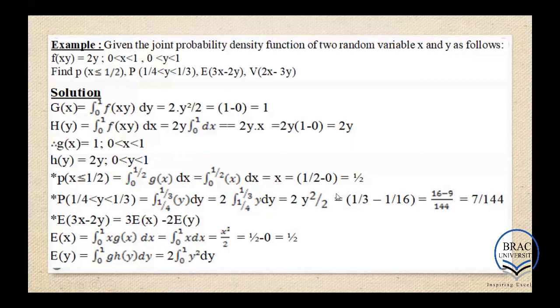So I hope you now understand how we can find the functional form of the marginal density function of x and the marginal density function of y. If you have the functional forms of the marginal density functions of x and y, then we can also calculate the variance of 2x minus 3y. So now it's your task to calculate the variance of 2x minus 3y.